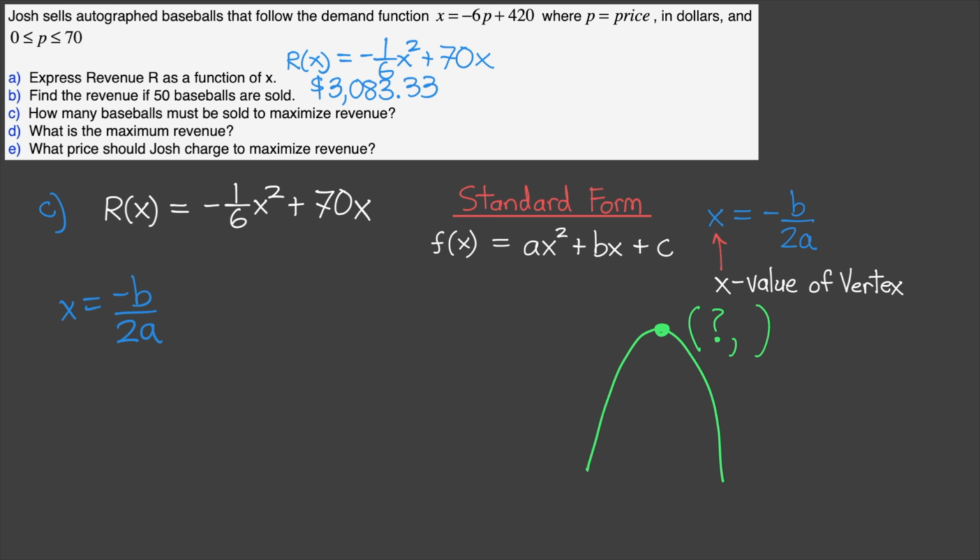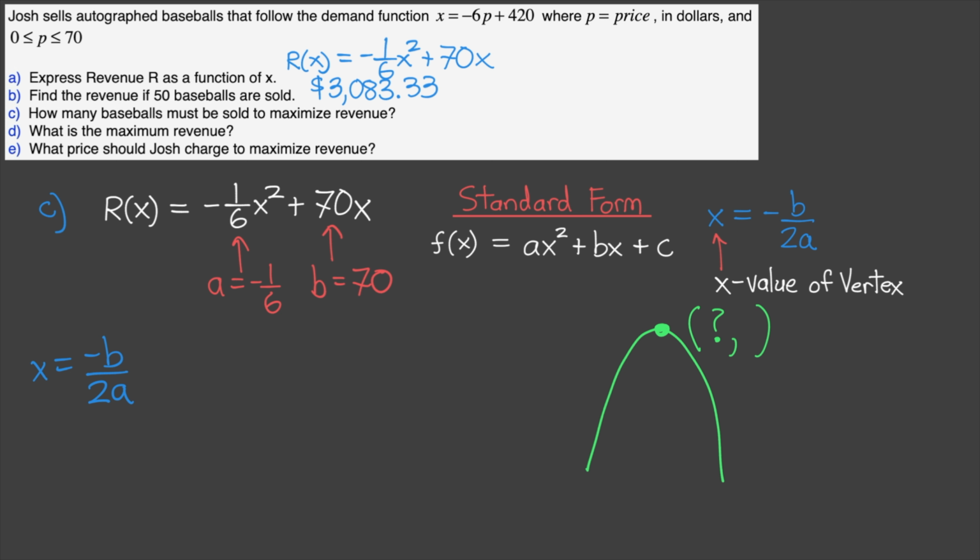All right, so let's identify a and b. a is right here, the coefficient in front of x squared, so that is negative 1/6. And then b is right here, the coefficient in front of x, which is 70.